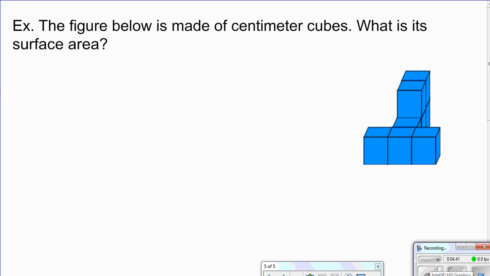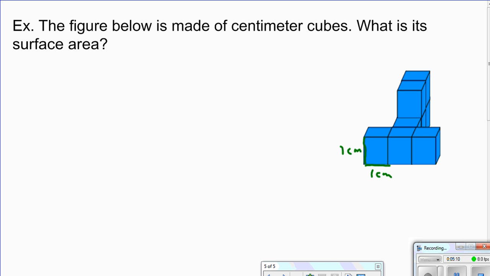Okay, so this last example I'm going to leave you with. It's been a long 2 videos. This one's a little bit shorter. What I want you to do is think about, if these were the Linky cubes, what is the surface area that is shown. And I want you to think, okay, well, they're centimeter cubes. That means this length is 1 centimeter and this length is 1 centimeter, and they're all exactly the same. They all have lengths of 1 centimeter.